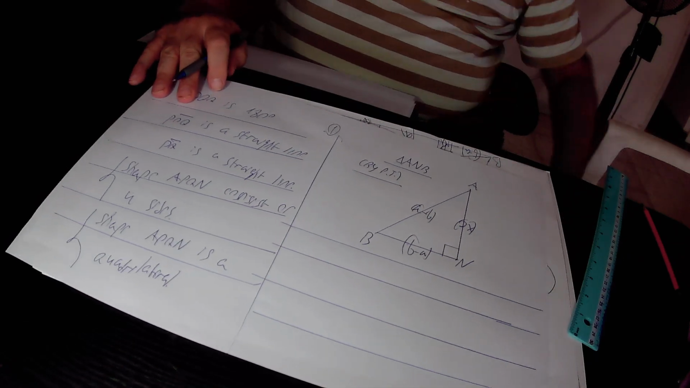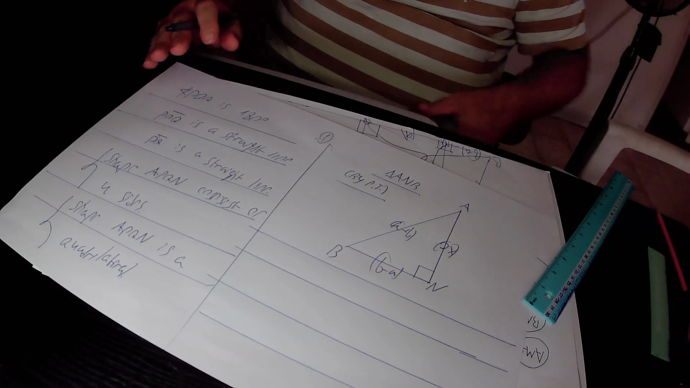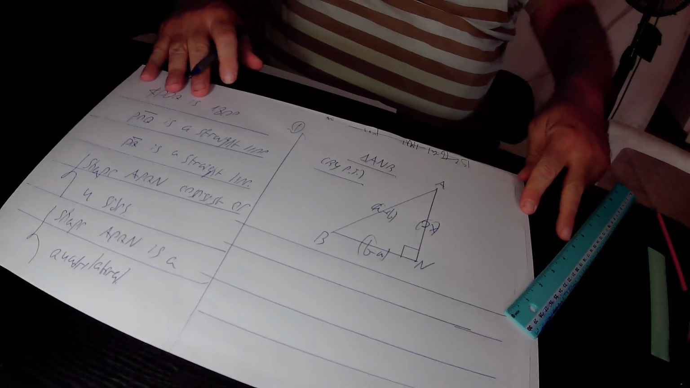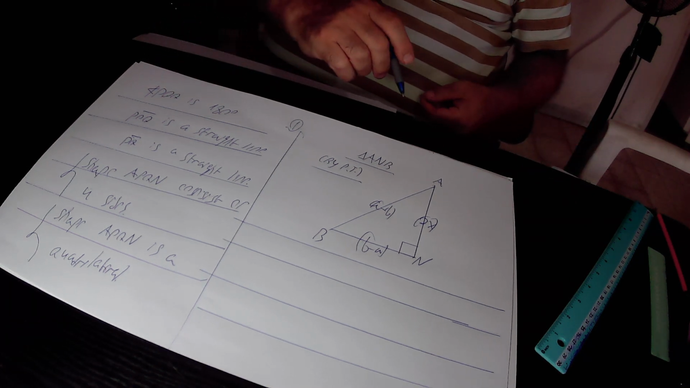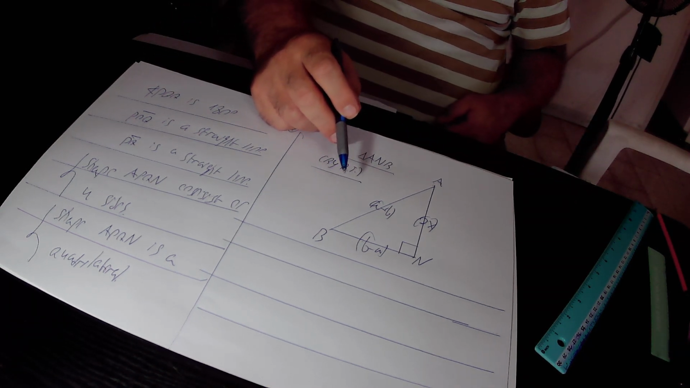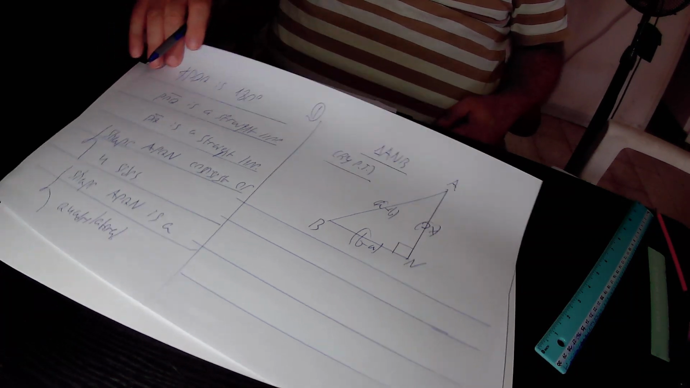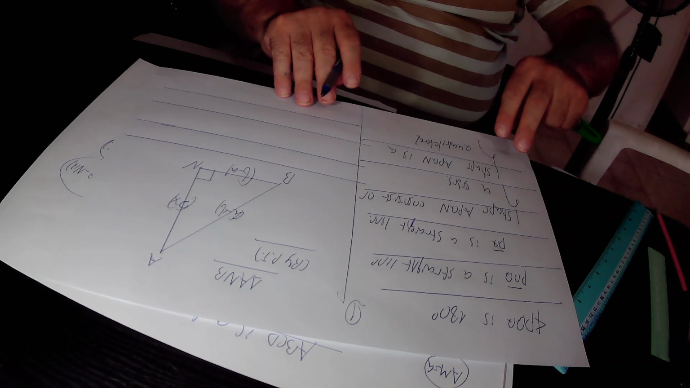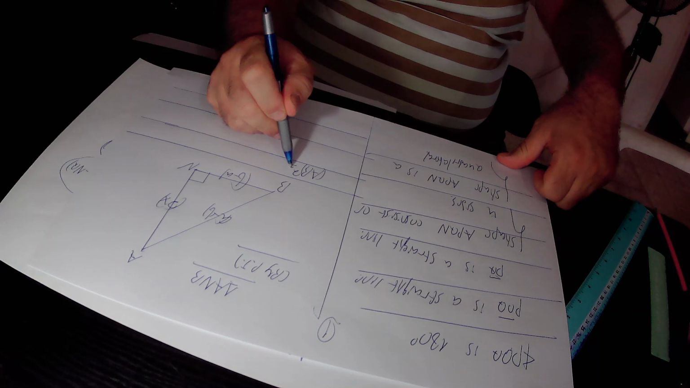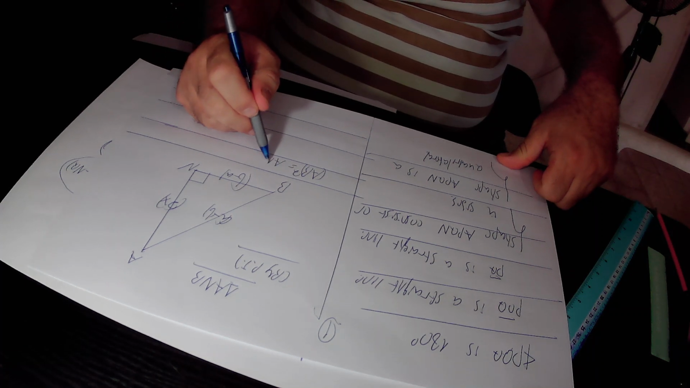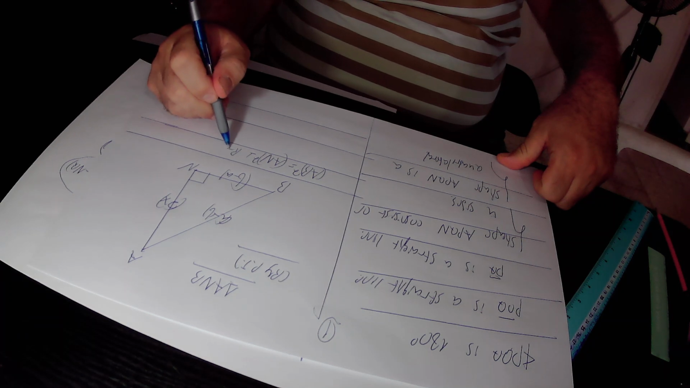So actually, this is the right triangle ANB that I copied from the original drawing. In this right triangle ANB, AB squared, that is the square of the hypotenuse, equals AN squared plus NB squared. So I write it down. AB squared, the square of the hypotenuse, is equal to AN squared plus BN squared.